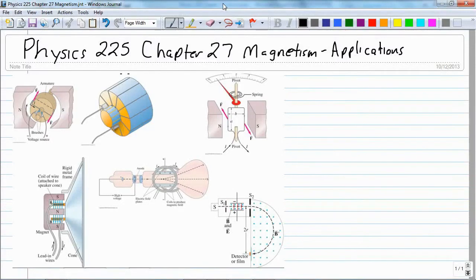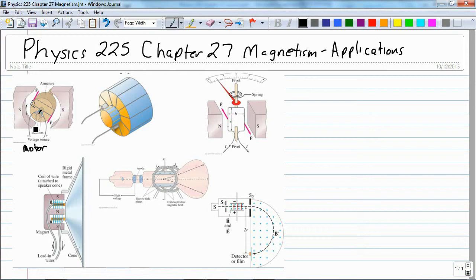So there are many applications of the combination of current and magnetic fields. Here are a few. One we've talked about is a torque in a loop. Here, if we can make a little separation and cause the current to change direction every once in a while, we get a motor.